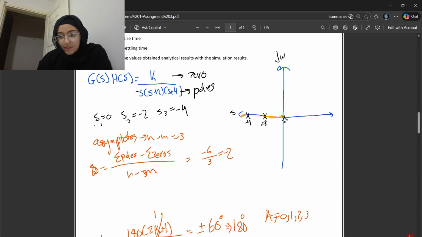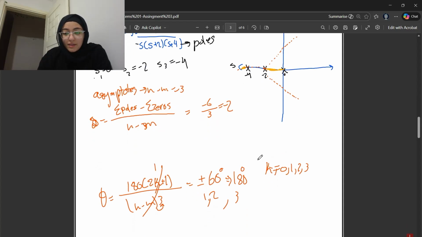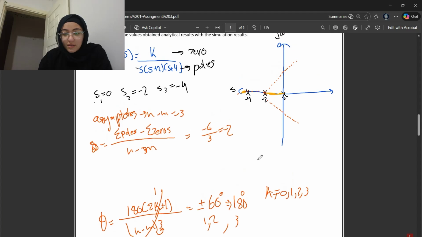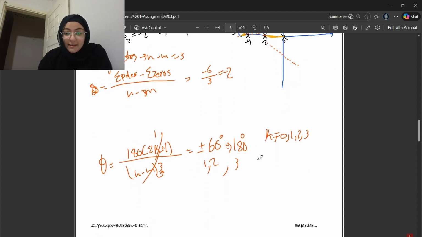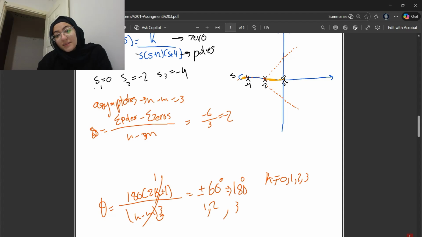So the intersection point is here, with 3 thetas. One from here to there, 60 and -60, and one here. That's it. Now we need to find the breakaway and break-in points.